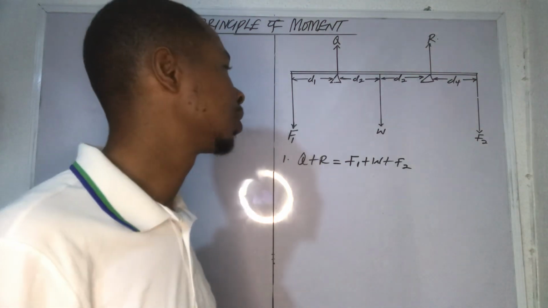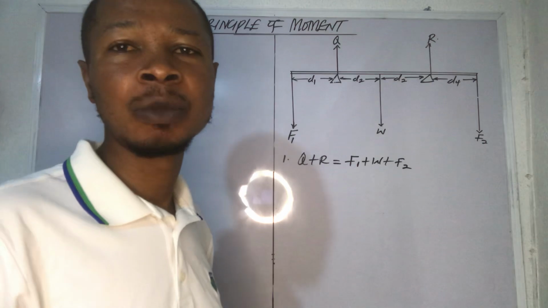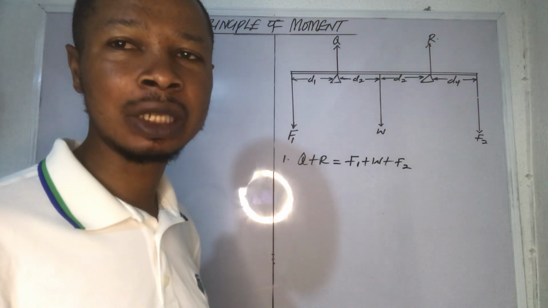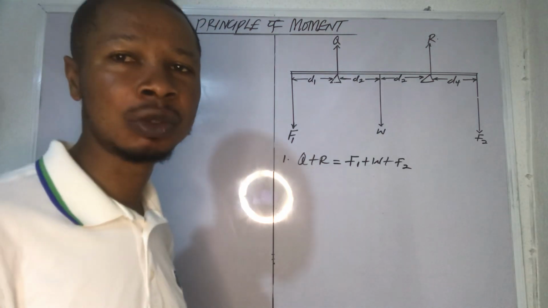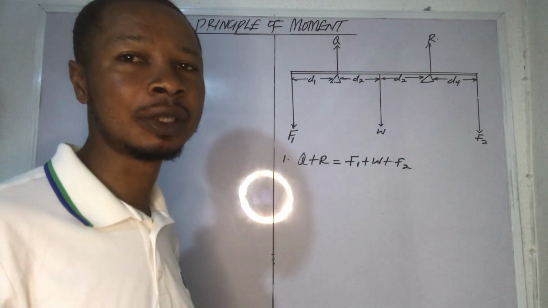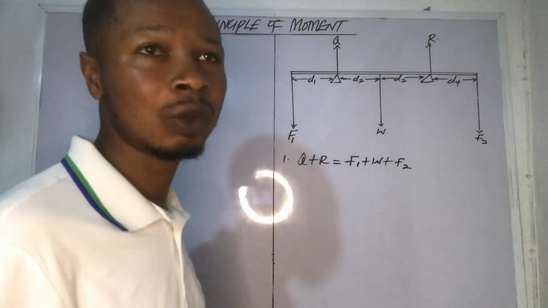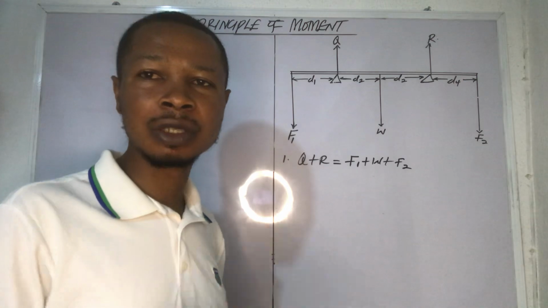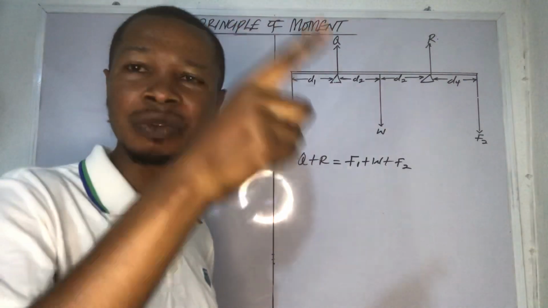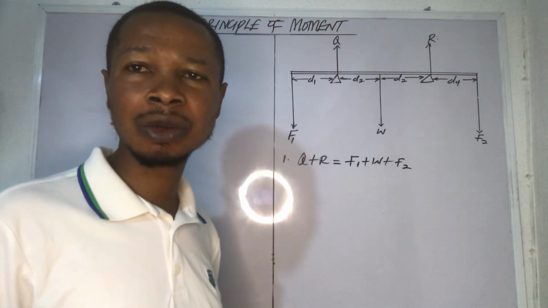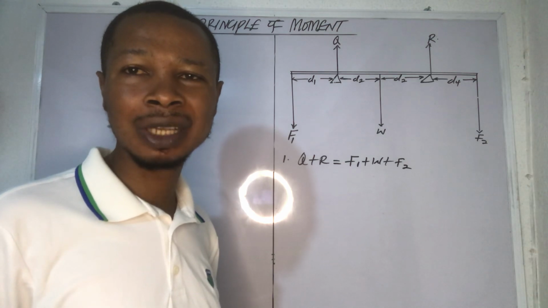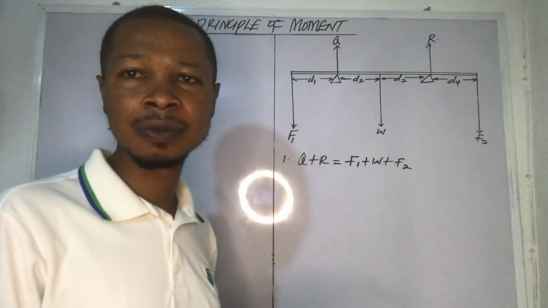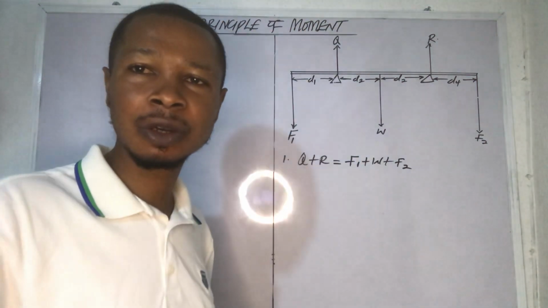And the second principle says that clockwise moments must be equal to anti-clockwise moments. Now, what is referred to as clockwise movement is the way the hands of a clock move. Then the opposite of the way the hands of a clock move is anti-clockwise. Clockwise means it moves like this, then anti-clockwise will be the opposite of it.